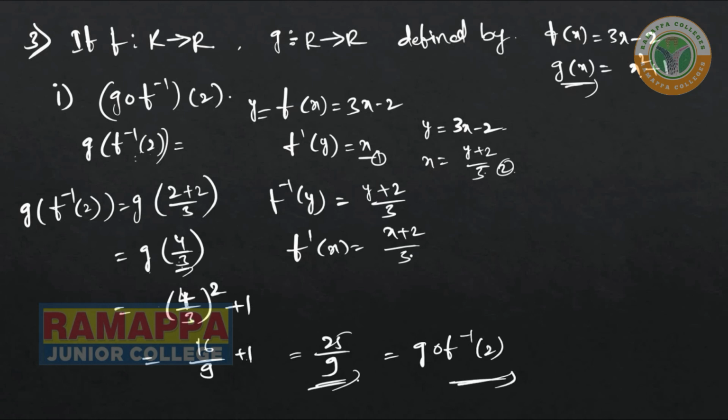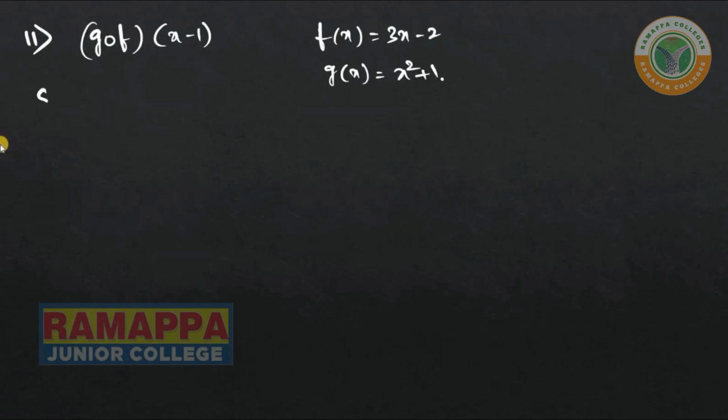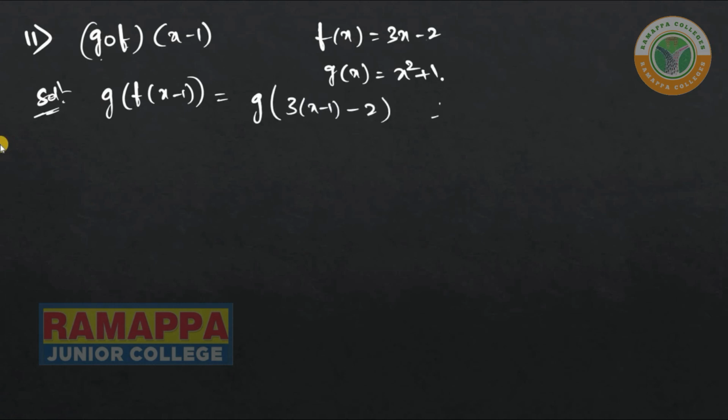Now move to the next question, the second question, which is simple here. The solution: g of f of x minus 1 is given. So I am substituting f in g of f of x, with 3 into (x minus 1) minus 2, where f of x equals 3x minus 2. In place of x, I am substituting x minus 1 here. So g of 3 into x, 3x minus 3.